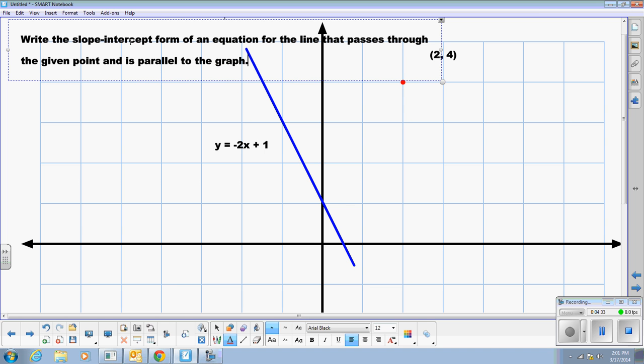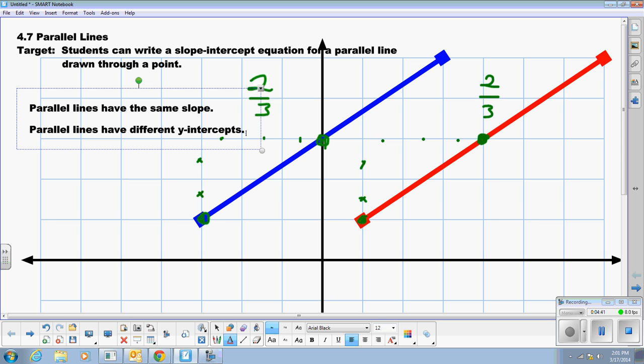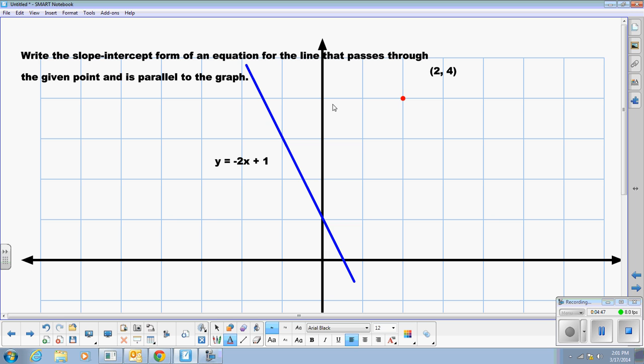So they're saying we want to draw a line through this red dot and that it's parallel to the blue line. As we introduced back in this slide, parallel lines have the same slope. So I have to be making a graph that has the same slope. On your graph right now, let's look at the first line. We have the equation y equals -2x plus 1.